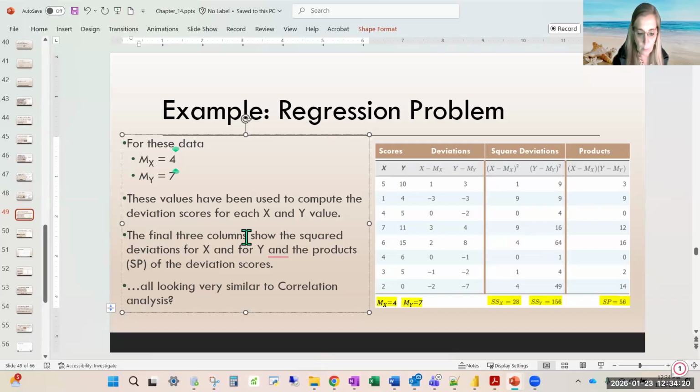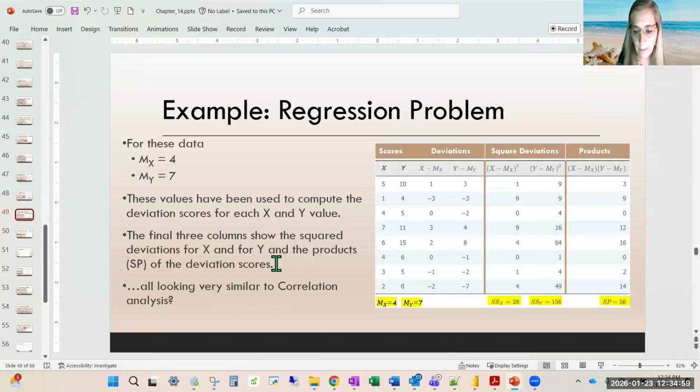The final 3 columns show the squared deviations of X and Y and the products of the deviation scores. So here we squared all of these values, these deviations, right? And then we sum them up, sum of squares. So once we sum them up, we find these values. But we also have to calculate their products. We have to multiply, right? All right. So far, so good. We've seen this before.